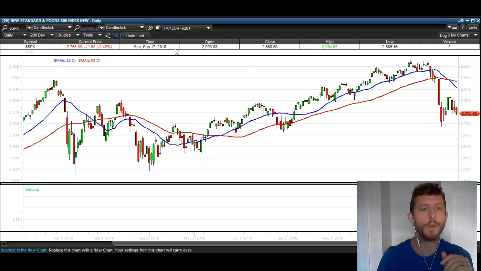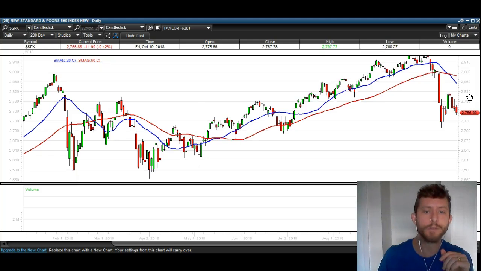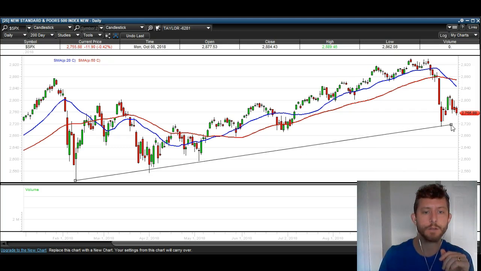I want to point out here, we're in a major uptrend for the market. I'm going to go over some support levels and resistance levels. So right here, we've got this major uptrend. You can see it started here. Boom, there's a bounce. Boom, another bounce just recently right there.